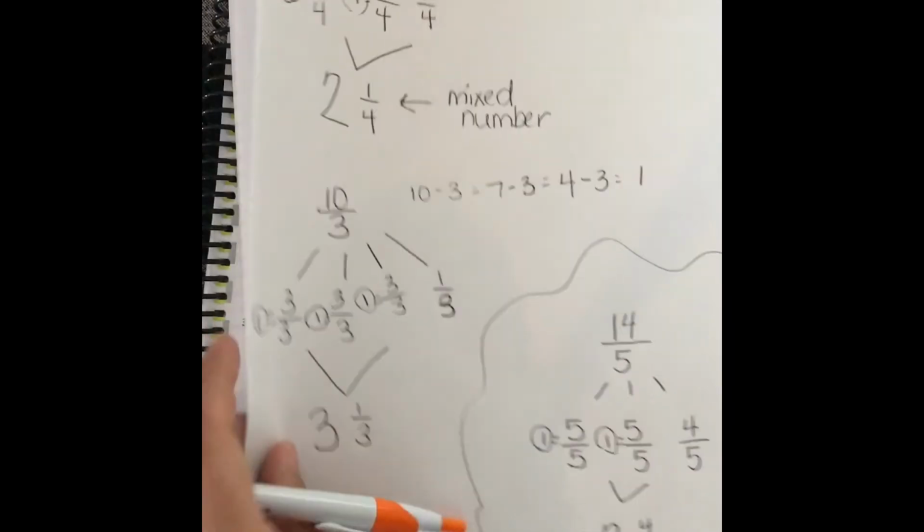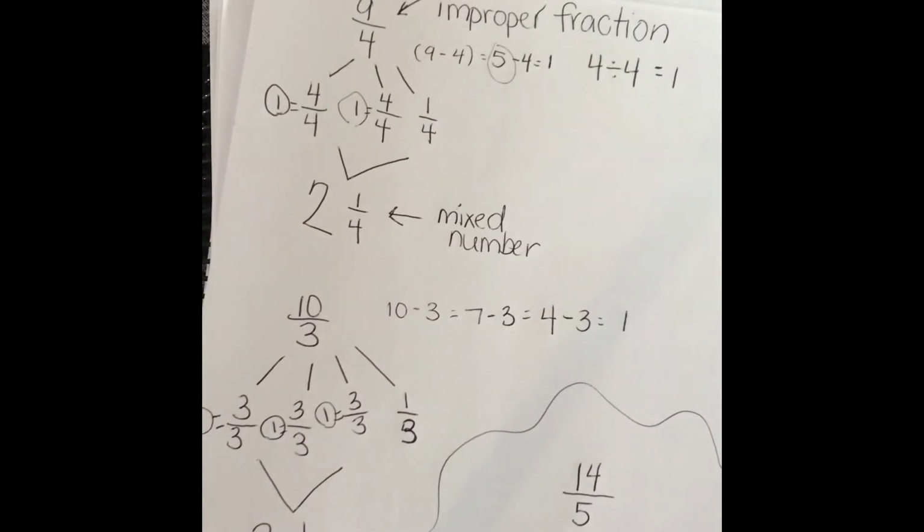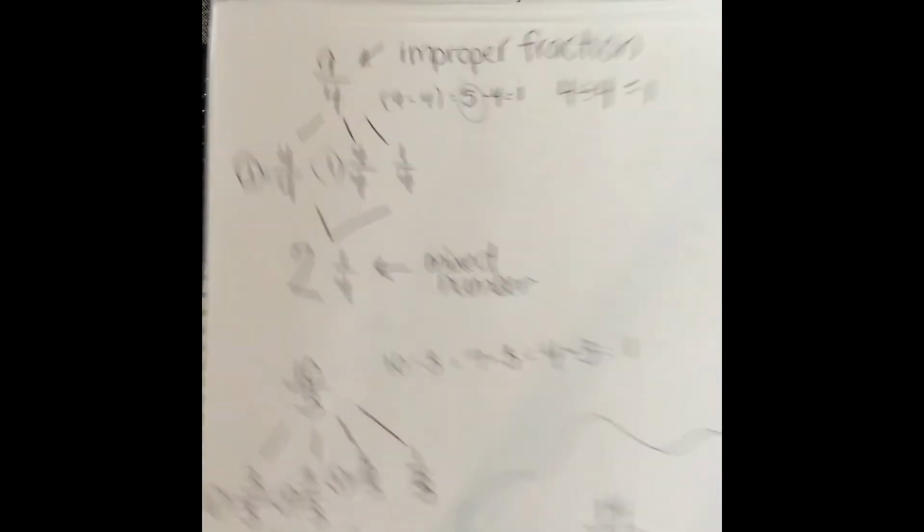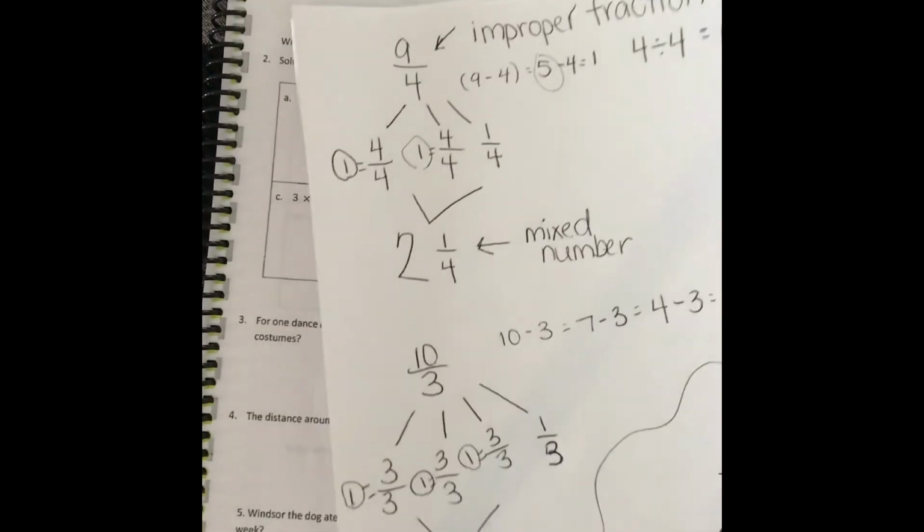Today you are doing problem set 37 and 38, which is continuing with multiplying fractions. What you'll do is if you do have an improper fraction today, you will have to convert them, okay?